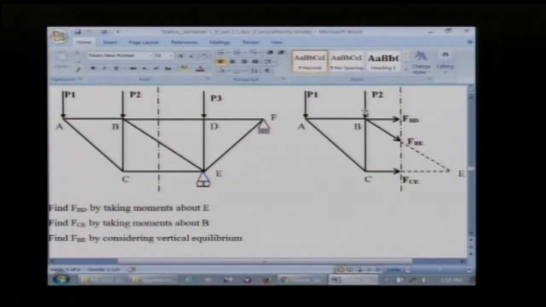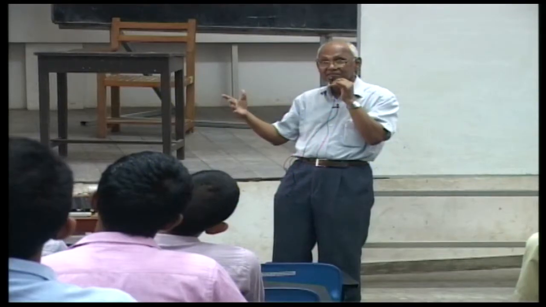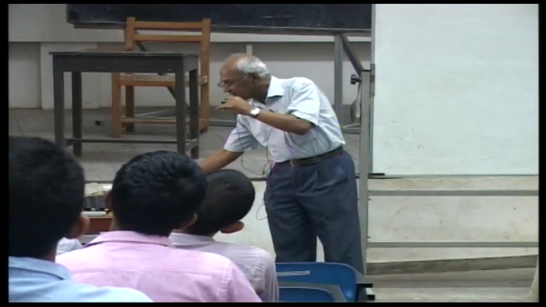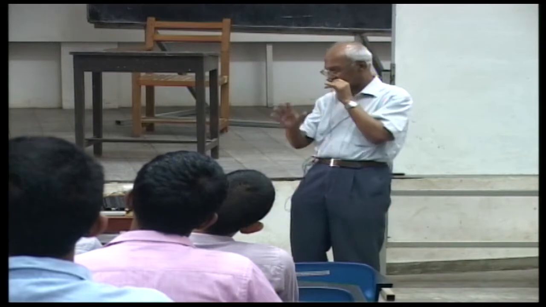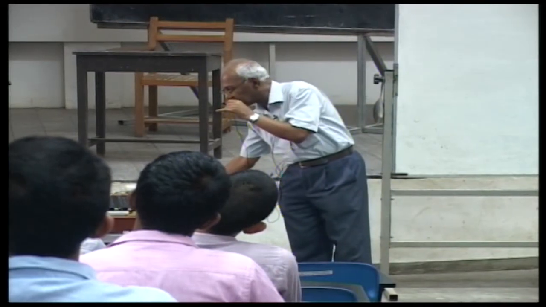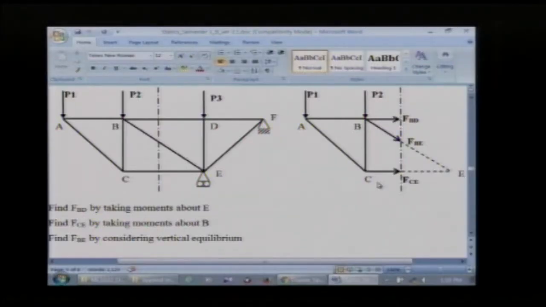But I'm not doing the problem here, I'm just outlining the method, right? Then the easiest way to find these inclined members is to take a vertical equilibrium, right? In this case, if you take vertical equilibrium, this force and this force will not have a vertical component. So this one times sine of this angle in the downward direction plus P1 plus P2 equals 0, right? So probably FBE will also be a compressive force, right? It will probably be negative, right?